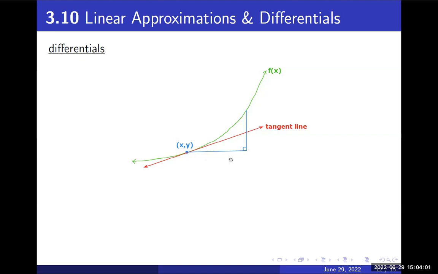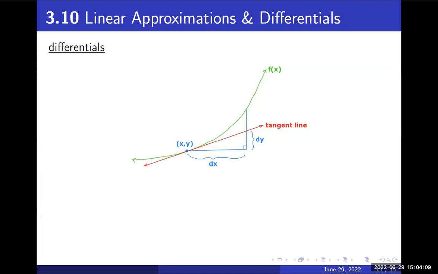We're going to label the horizontal distance of that triangle and the vertical distance of that triangle. Here's what we're going to call them. We're going to call the horizontal distance dx. We're going to call the vertical distance up to the tangent line dy. It turns out the dx and the dy are the differentials. They're the lengths of the two legs of our triangle.